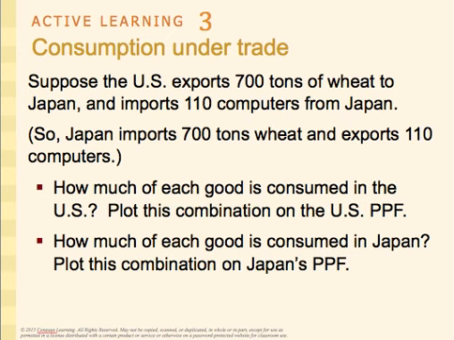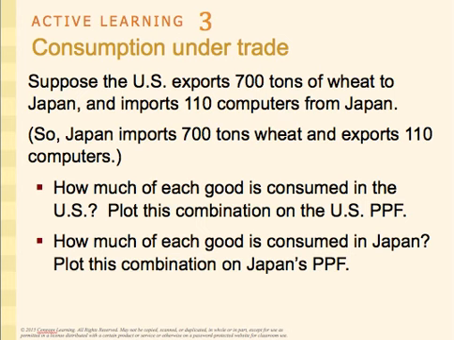So looking at our third little problem set here, suppose the U.S. exports 700 tons of wheat to Japan. Okay, so they start trading and import 110 computers from Japan. So Japan imports 700 tons of wheat and exports 110 computers. So depending on where you're looking at it, as the U.S., you can be an exporter or an importer. Or if you're looking from Japan, you're importing the wheat, not exporting it. And you're exporting the computers and not importing them.